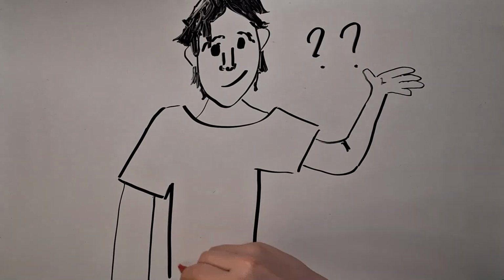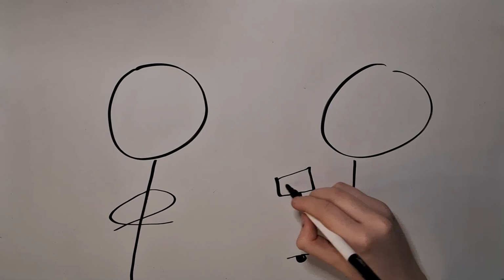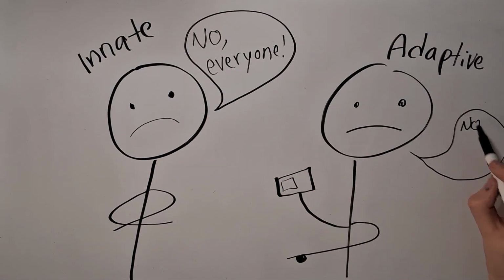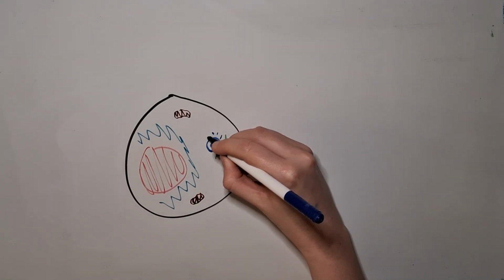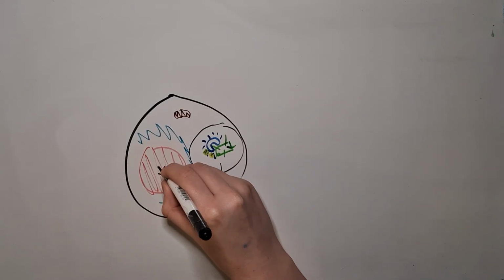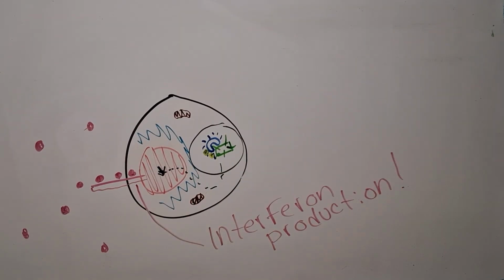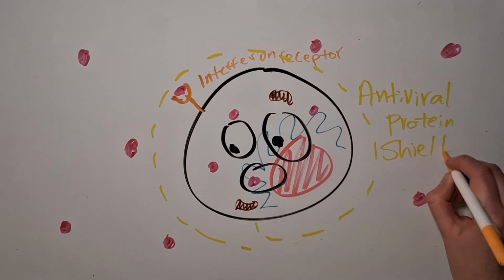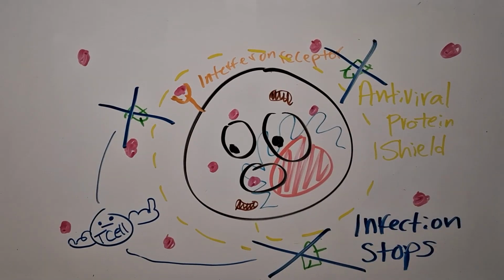Wait, don't we have an immune system to stop that? Yes, we have two types of immune systems. One is called innate, and it's non-specific. The other is called adaptive, and it targets specific pathogens. Usually, the innate immune system involves an infected cell that detects the virus and makes signals called interferons, which it sends to neighboring cells so that they can make antiviral proteins. These proteins block the virus from spreading and activate the adaptive immune system.